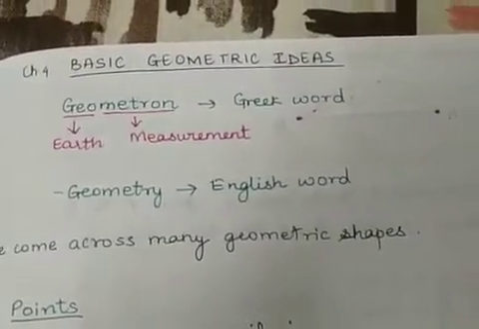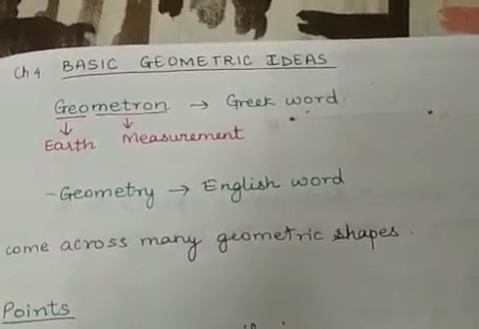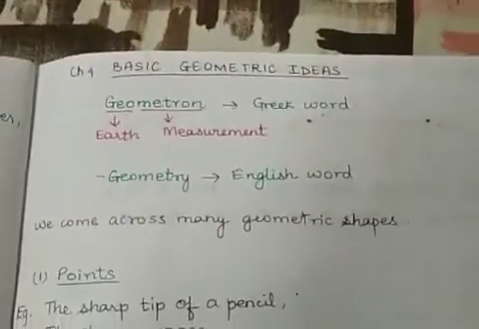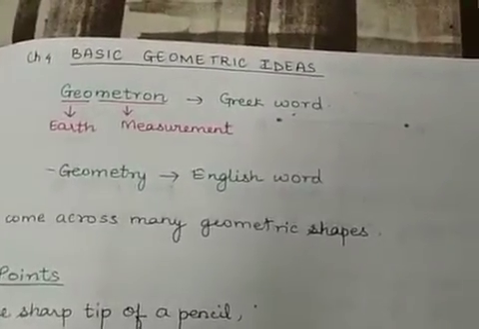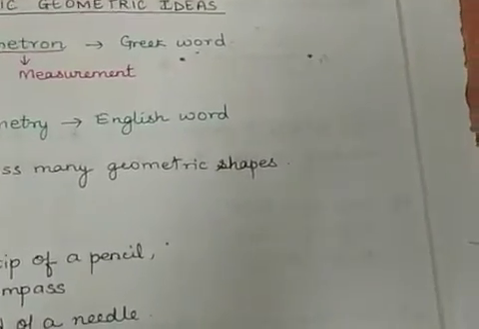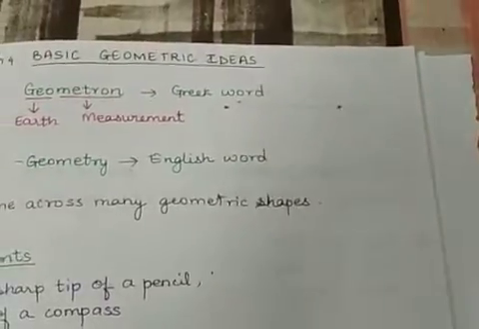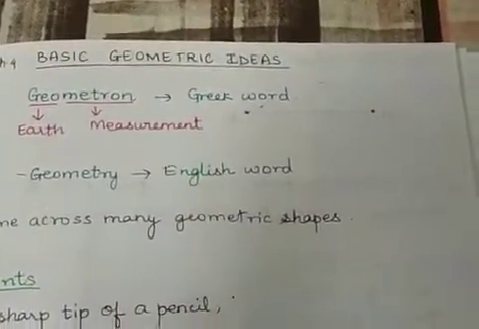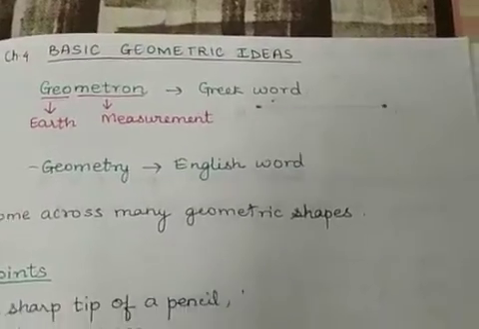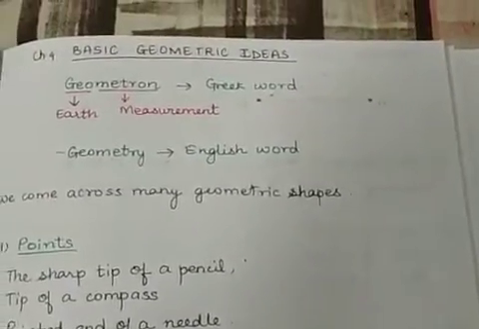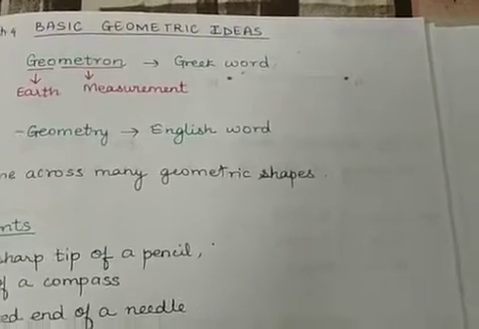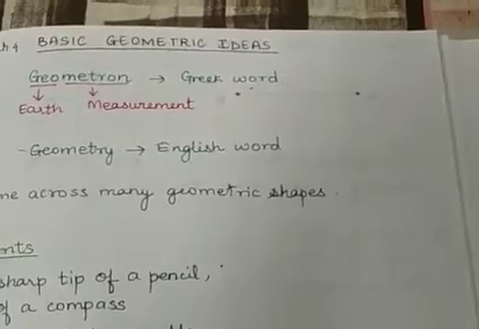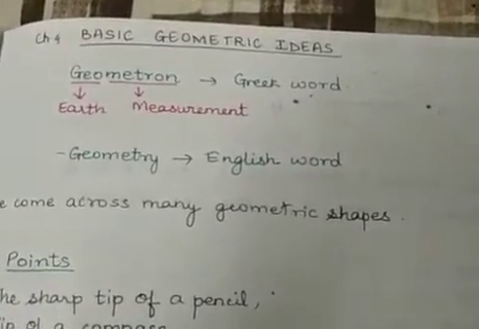So in geometry, what we learn is different types of shapes, and you know that we come across many different types of shapes in our day-to-day life. Each of these things that you see can be categorized based on different geometric shapes. In this chapter we'll learn some of the geometric shapes and terms like points, line segments, quadrilaterals, triangles, and different types of angles. So we will see some of these basic geometric ideas.